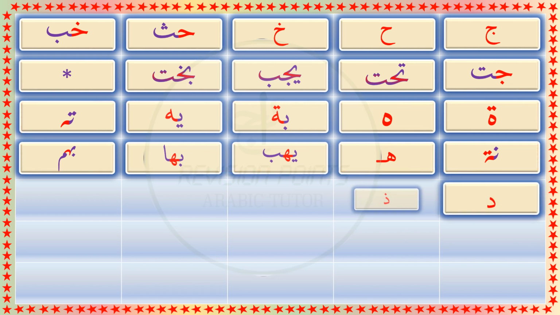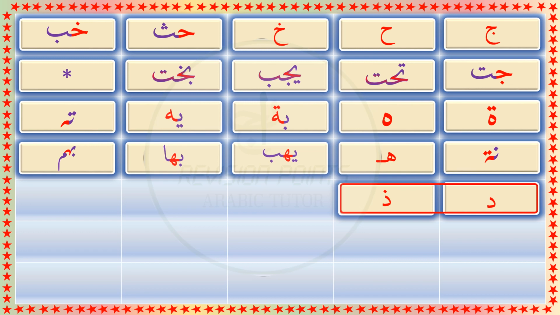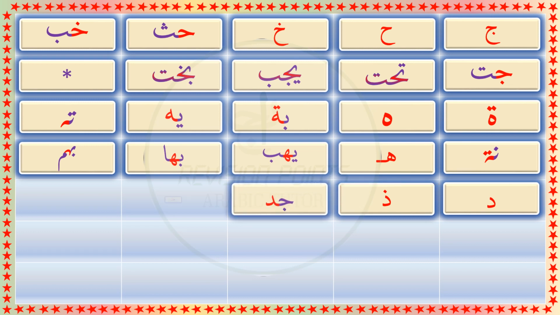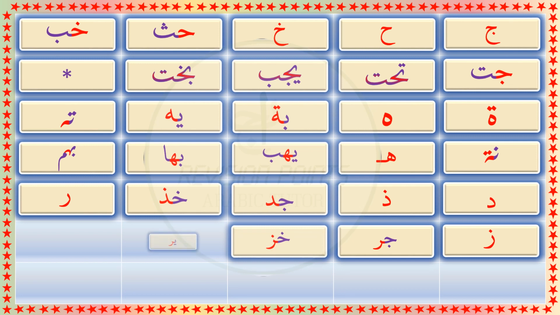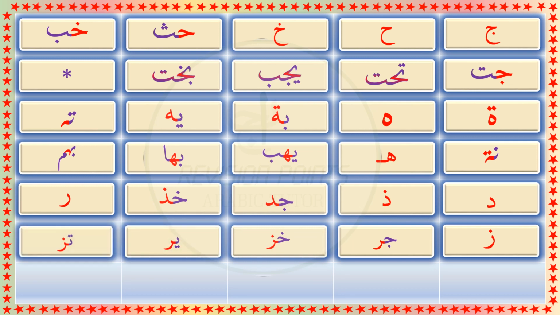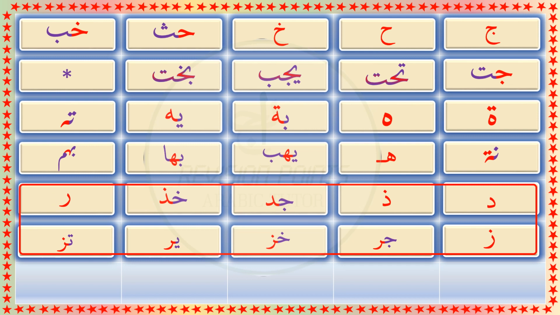Dal, Zal. Now here you will learn the shapes of Dal and Zal. Jim Dal, Kha Zal. Ra, Za, Jim Ra, Kha Za, Ya Ra, Ta Za. Now here these are the shapes of Dal, Zal, Ra, Za.